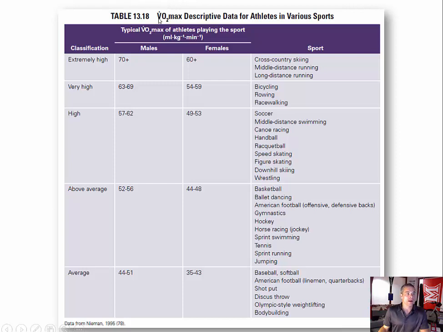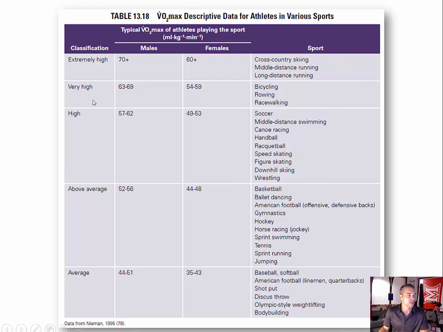This table is showing VO2 max descriptive data for athletes in various sports. I'm not going to ask you to memorize these values, but you should be aware that those athletes who are more of the long distance endurance athletes, that participate in cross-country skiing, middle distance running, and long distance running, for example, you would expect them to have higher VO2 max values compared to many other sports or athletes.